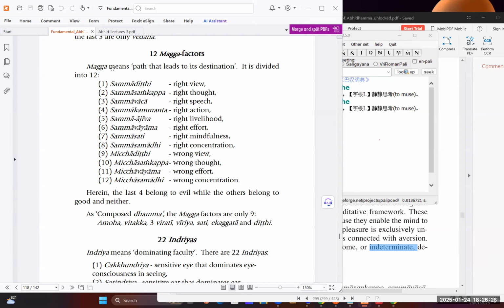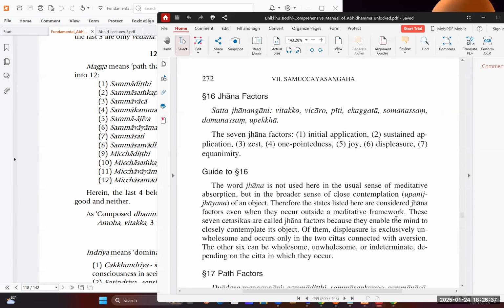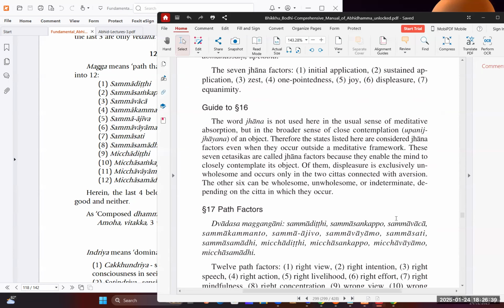Okay. So now the magga, besides the normal magga leading to nibbana, also means leading to a destination, right? Any destination. So we look at these factors.